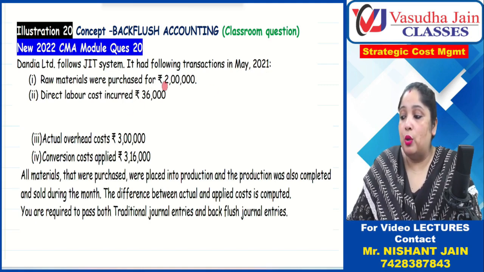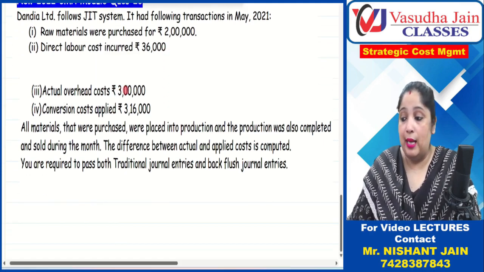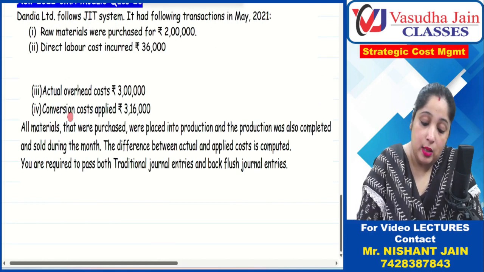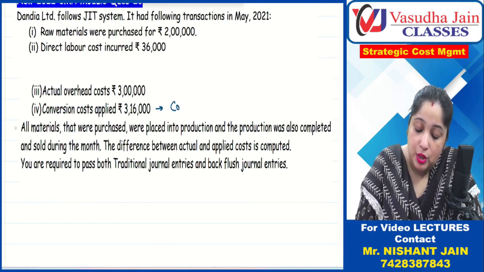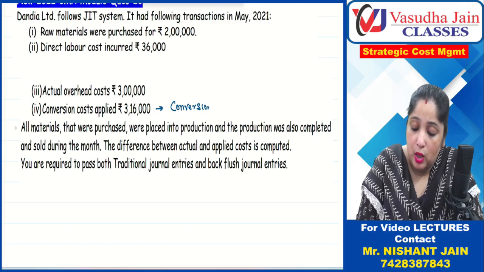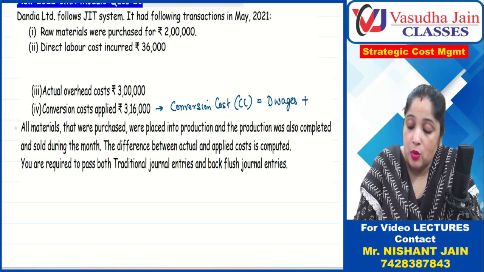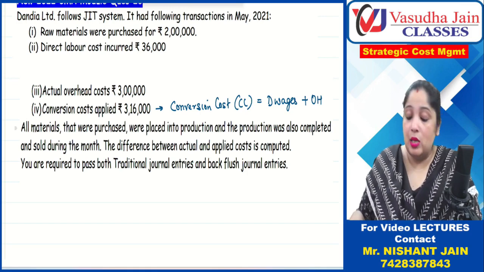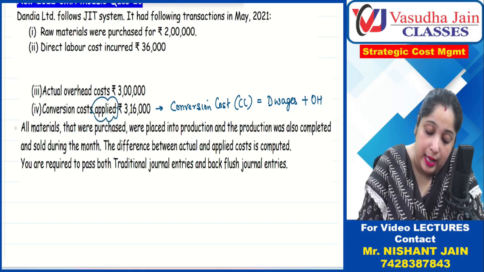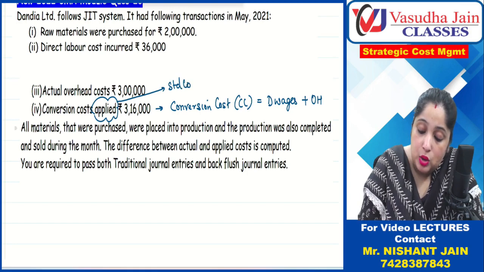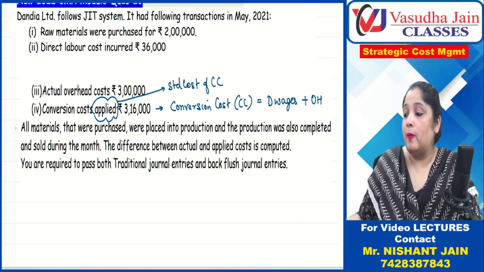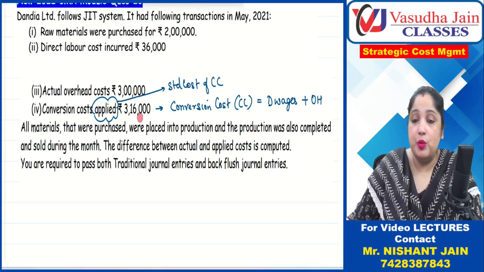Raw material purchased was 2 lakh. Direct labor cost incurred 36,000. Actual overhead cost is 3 lakh. Conversion cost. Now what is a conversion cost? Conversion cost, which in short form is called CC, is a sum of direct wages plus overheads, right? So conversion cost applied. Now what is applied? Applied, they are trying to tell you the standard cost of conversion cost is 3,16,000.